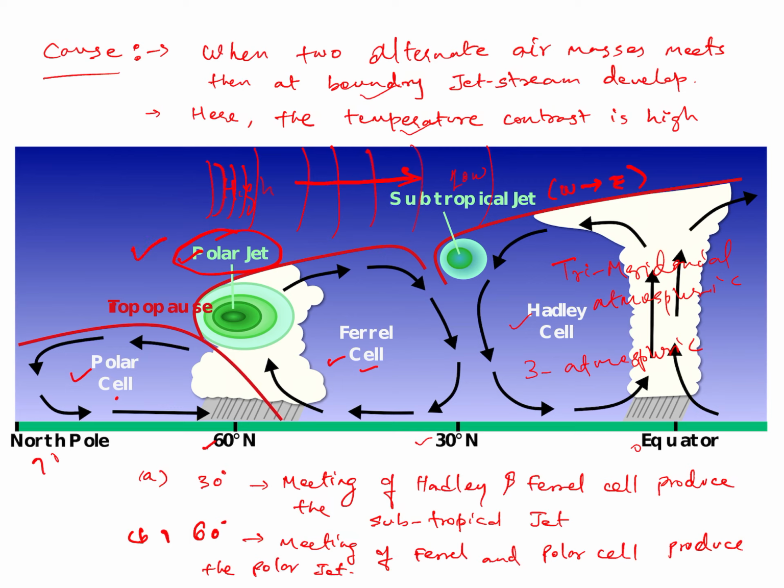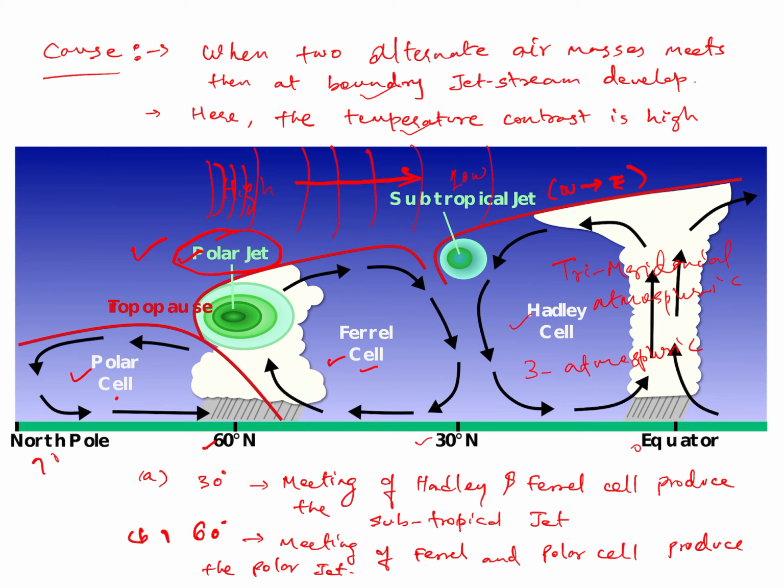So the answer is the polar jet. The reason is very simple. The Ferrel cell and polar cell interaction is stronger compared to the Hadley cell and Ferrel cell interaction. Now, in which season is the contrast increasing? In the winters the contrast increases.